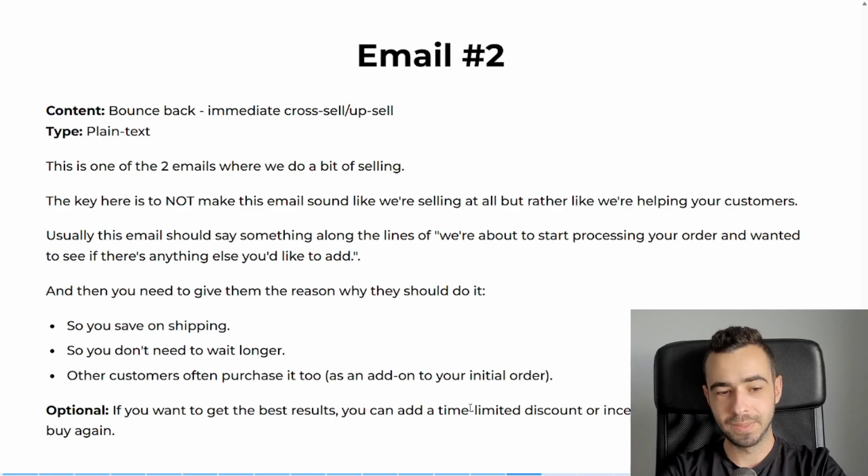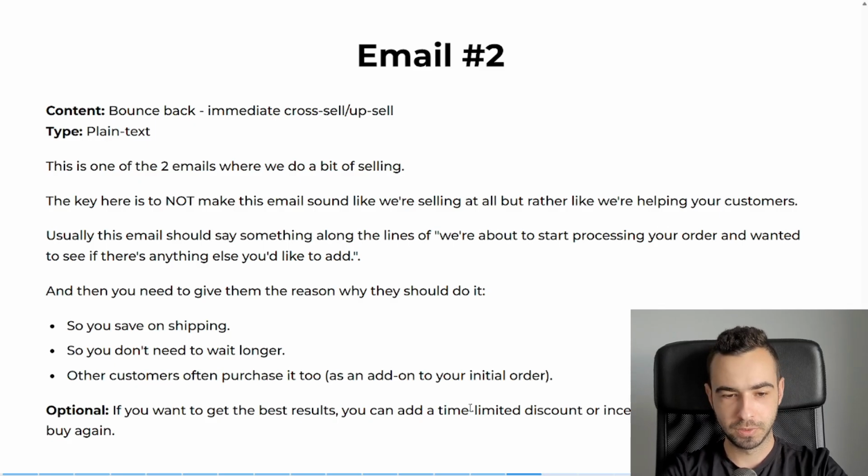Because usually this email should say something along the lines of, hey, we're about to start processing. It's very important that you don't say we're about to ship your order, because if you say this, you actually need to ship it. So you need to say, hey, we're about to start processing your order and wanted to see if there is anything else you would like to add. And then just don't leave them at that. You need to give them a reason why they should do it in the first place.